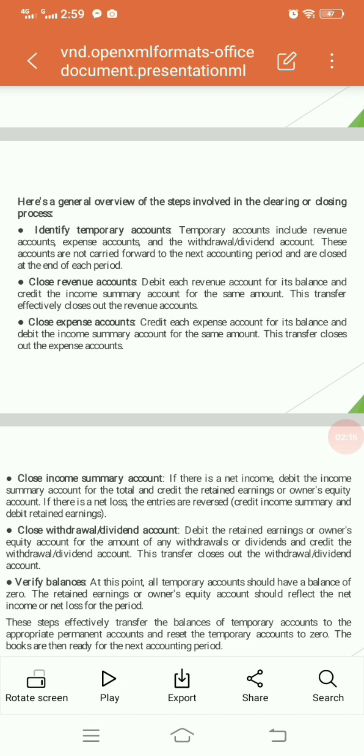So this is the transfer of the debit balances in a company's expense accounts to the income summary. This includes expenses in the accounts such as rent, interest, and salary. Accountants transfer these funds by crediting the expense accounts and debiting the income summary.